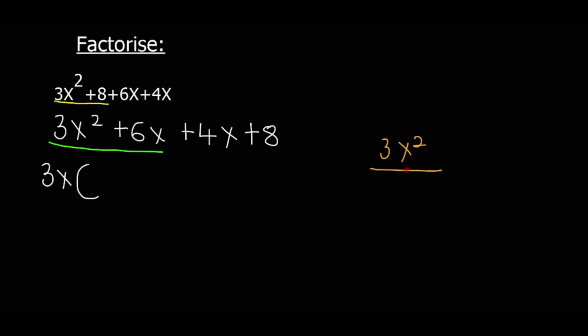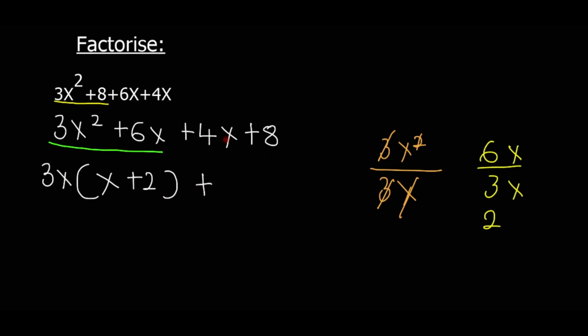Three x squared divided by 3x. So 3 and 3 cancel, and then x and x will cancel, then we write x. Then from here, we divide 6x by 3x. 6 divided by 3 is 2. x and x cancel, therefore we remain with 2.